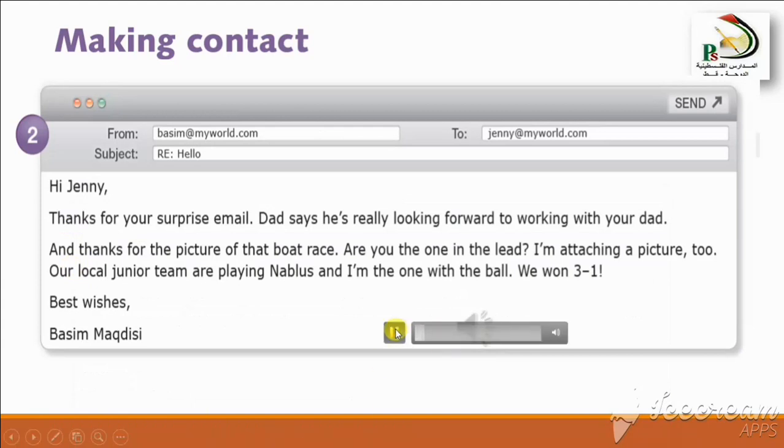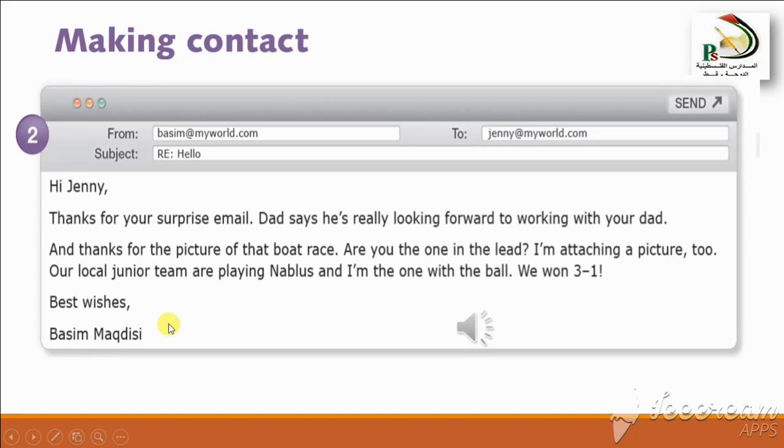Two. Hi Jenny, thanks for your surprise email. Dad says he's really looking forward to working with your dad. And thanks for the picture of that boat race. Are you the one in the lead? I'm attaching a picture too. Our local junior team are playing Nablus, and I'm the one with the ball. We won 3-1. Best wishes, Basim Makdisi.